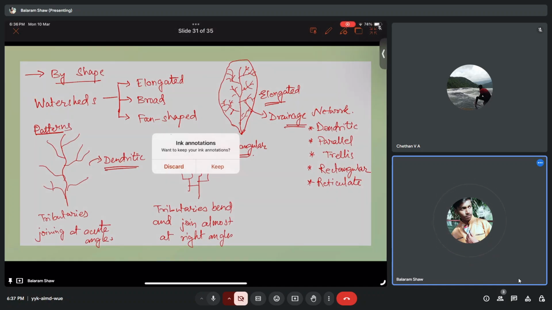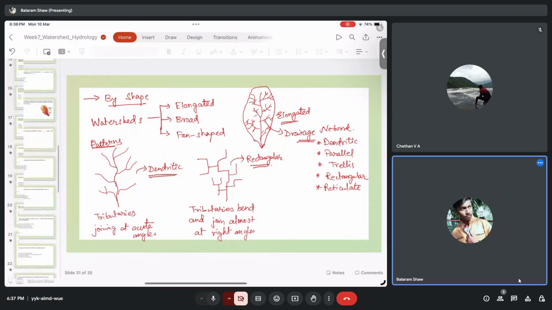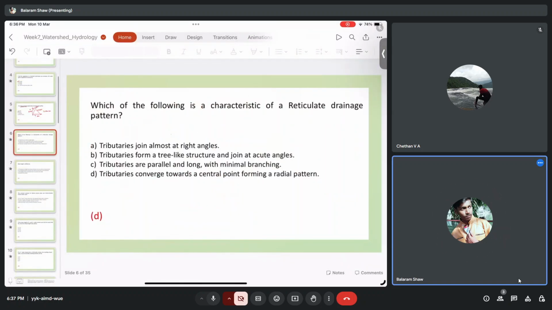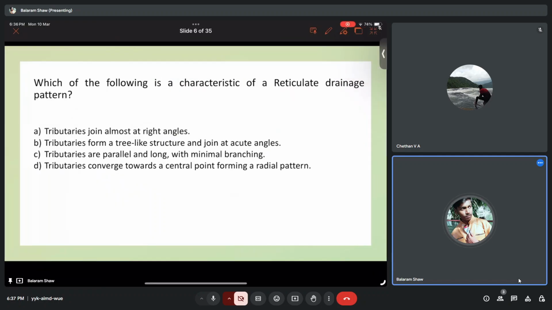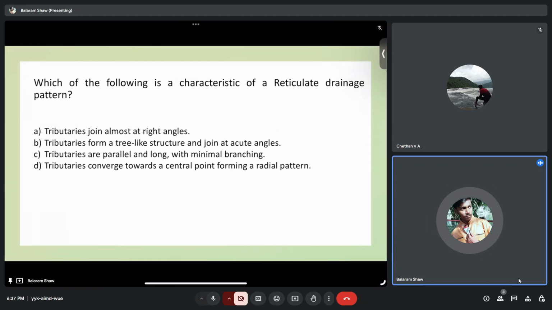But before that, we'll look at that question once more, right? The question is, which of the following is a characteristic of a reticular drainage pattern? The first option is tributaries join almost at right angles.